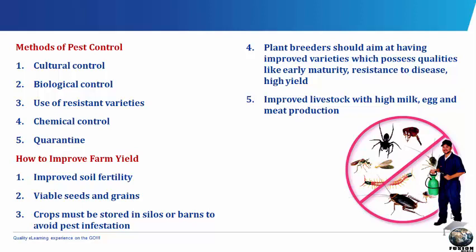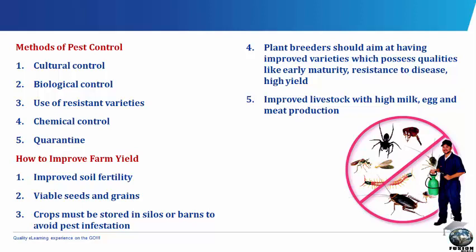Use of resistant varieties. Some breeds of crops, after so many years of research, have been known to resist pest attack. This is the work of plant breeders, pathologists, and farmers alike. For chemical control, chemicals like gammalin 20, and fumigants like carbon tetrachloride and methyl bromide are useful.